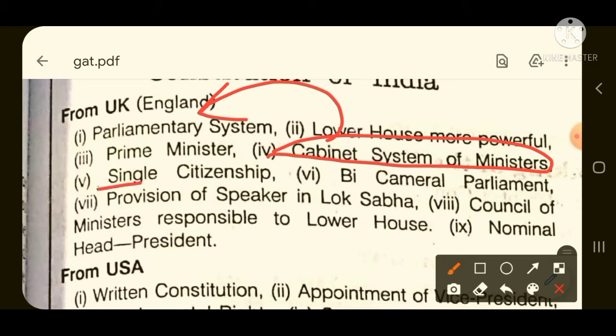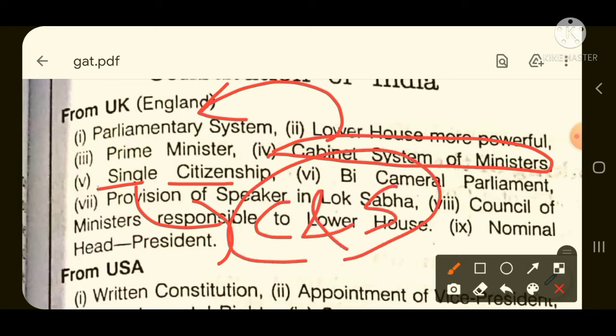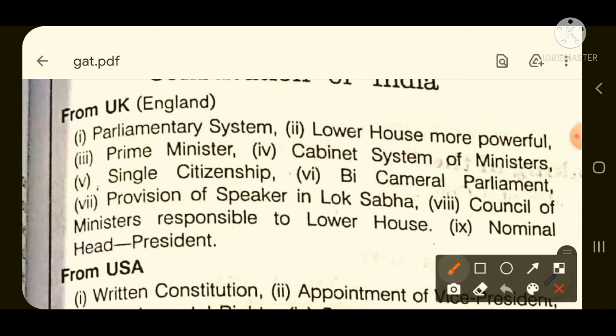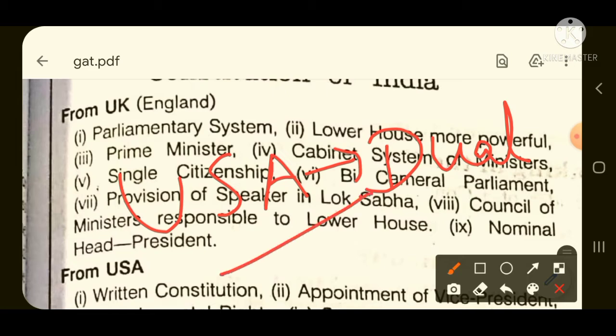Next one is single citizenship. Single citizenship means you are a citizen of the entire country, not a citizen of a particular state. You will be considered a citizen of India only. But a country like the USA has dual citizenship. The meaning of dual citizenship is that you are given citizenship of two different things, one for the center and one for the state.